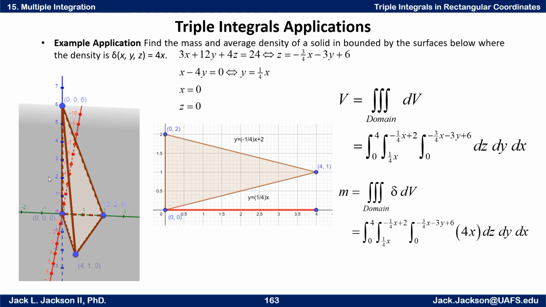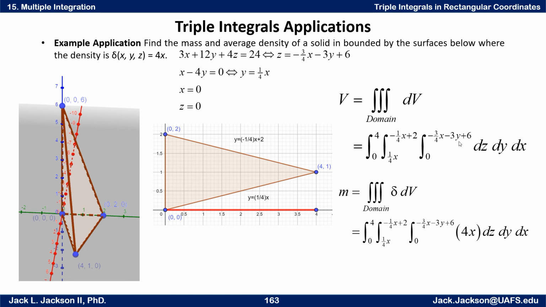Now what about y? We project this down now. If z is our first variable to integrate with, we project it down onto the xy plane, and we look at what's going on there. Now we go from a bottom y to upper y, which is integrated with respect to y next, and it's consistently going from this formula 1/4 x to negative 1/4 x plus 2, and so those are the limits on the second integral. Then you project again onto the x-axis, and we see that x goes from 0 to 4.